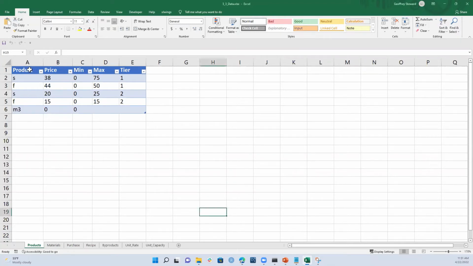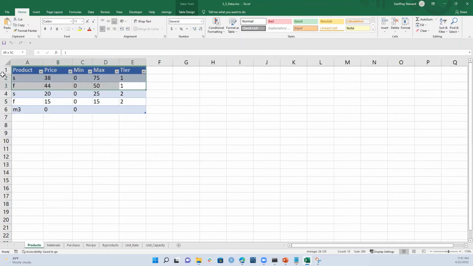So column A represents the product we're going to produce. Column B represents the price for that product that's associated with column E. So what tier of sales or market are we talking about? In this context, the tier 1 products, S and F, represent our premium markets, and the tier 2 products for S and F represent our discount market.